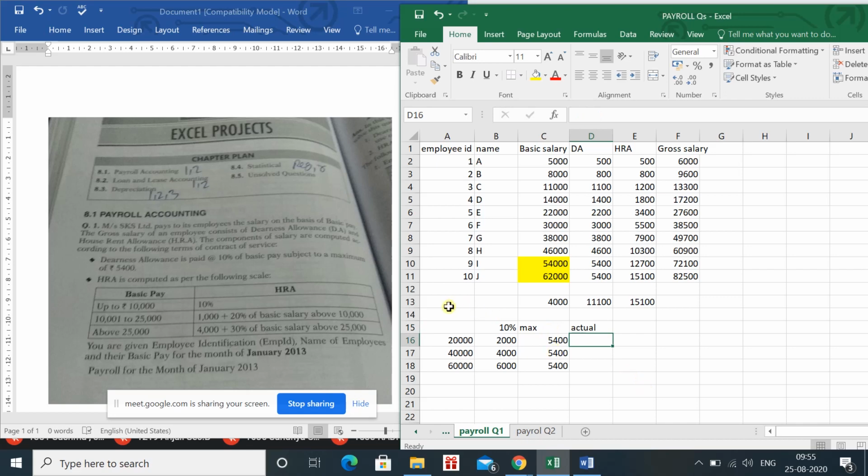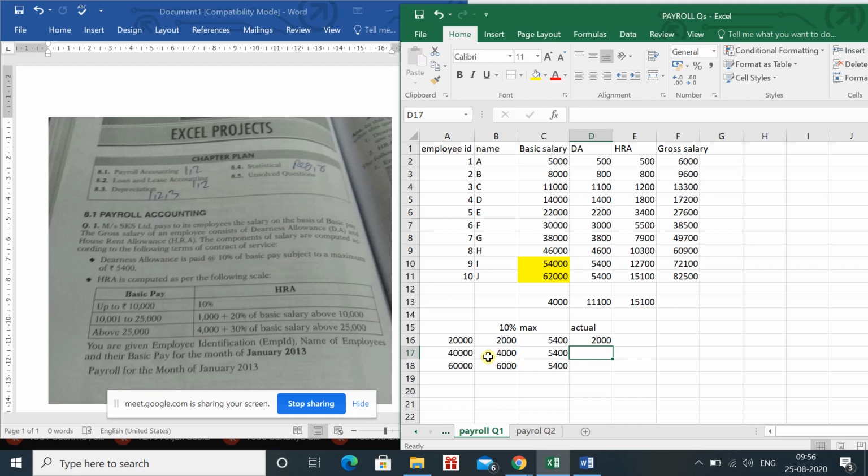Right, so for DA, I'm taking this example. If your salary is 20,000, 10% would be 2,000. The maximum which you can pay is 5,400, but we have to follow whichever is lower. So in that case, what is lower? Actually, you will pay 2,000.